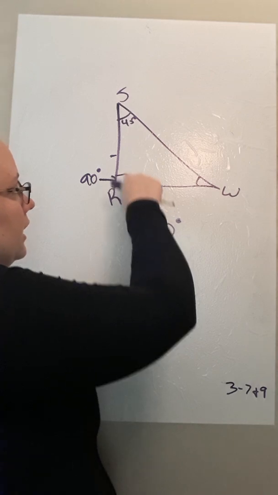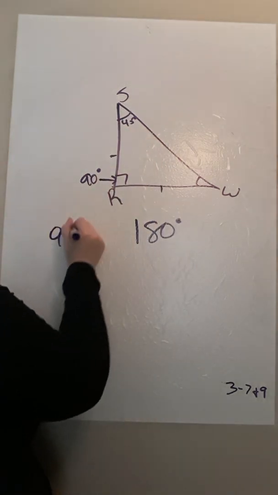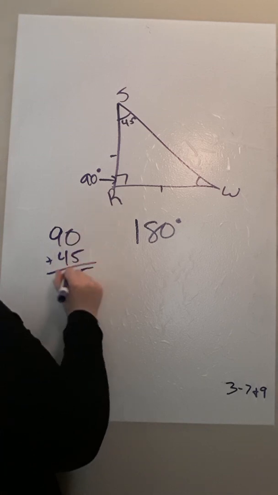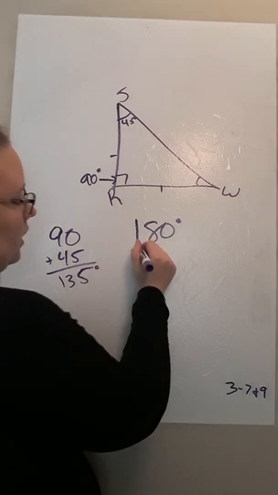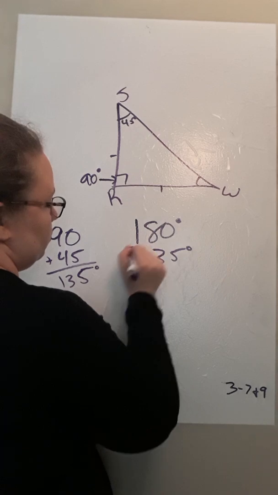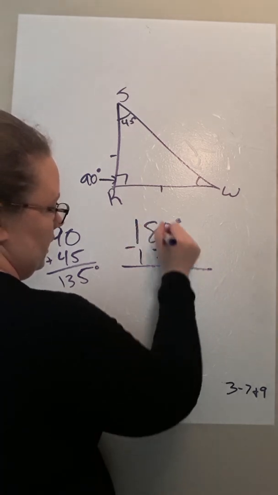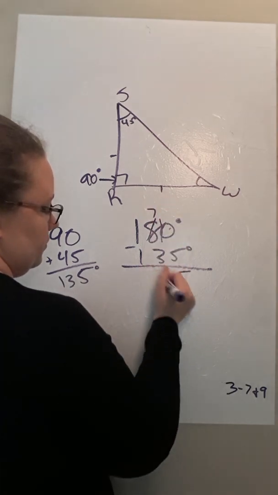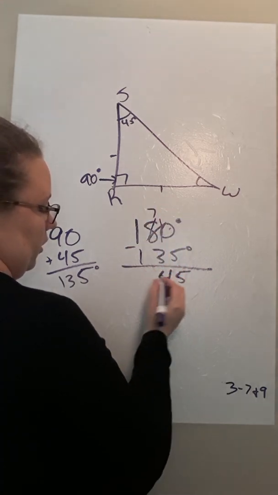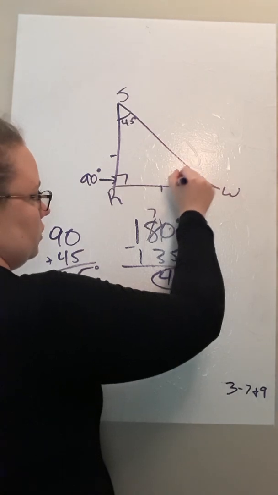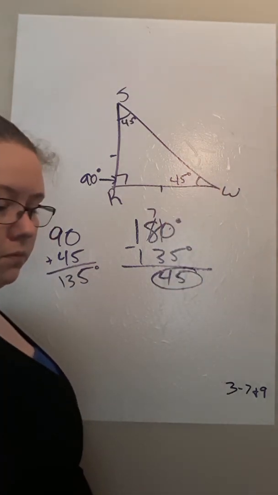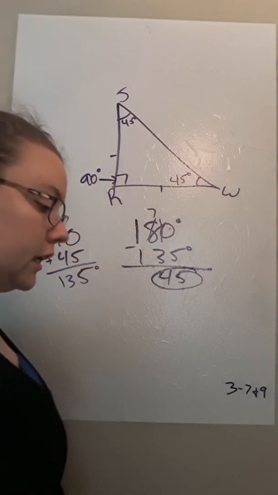So I'm going to take 90 plus 45. 135 degrees. I'm going to take that and I'm going to subtract it from 180. Don't forget to borrow and carry when needed. All right. So this is 45 degrees. That's your missing angle. Okay? All right.